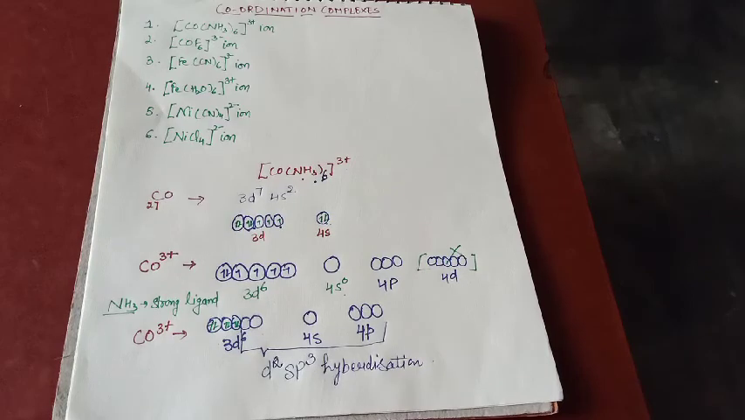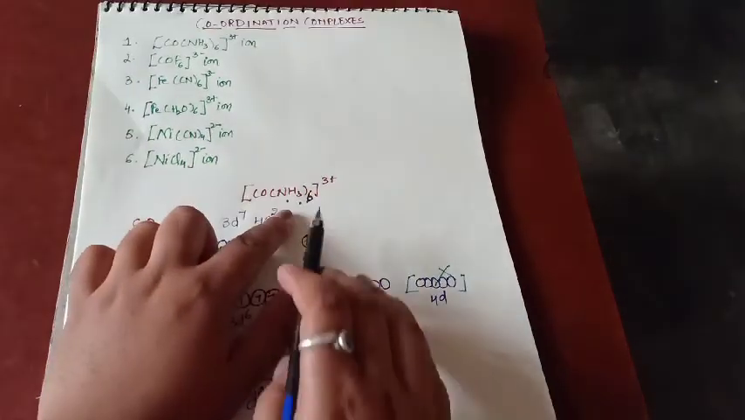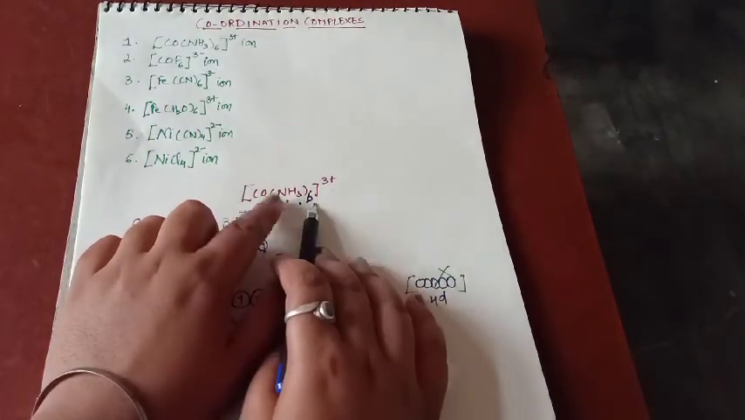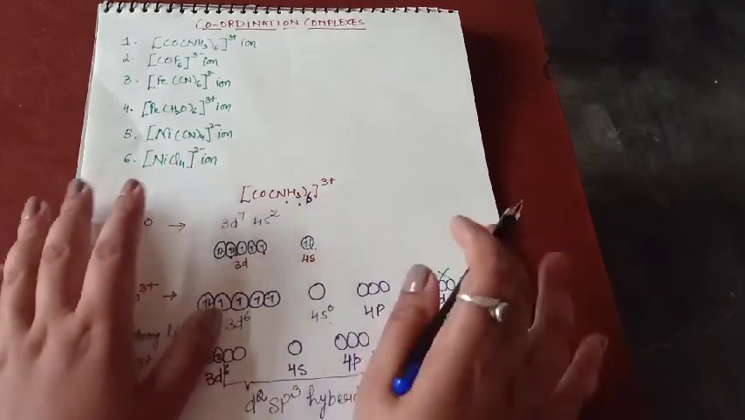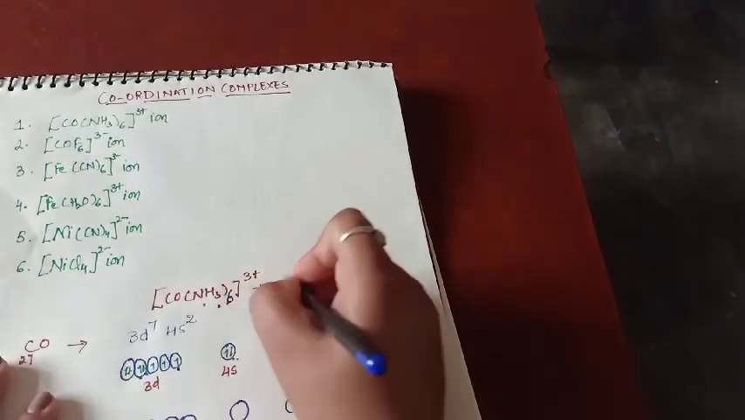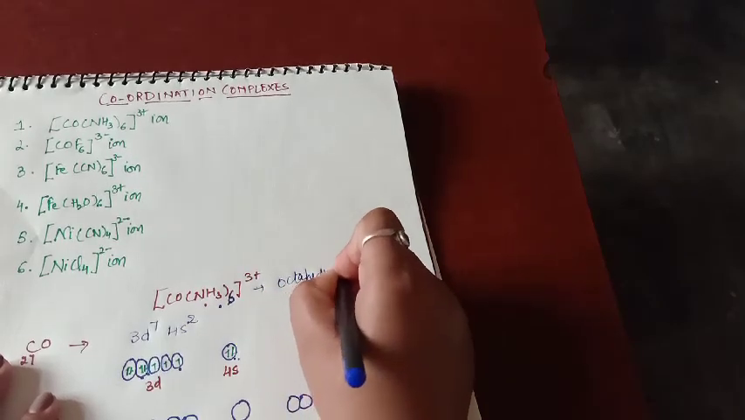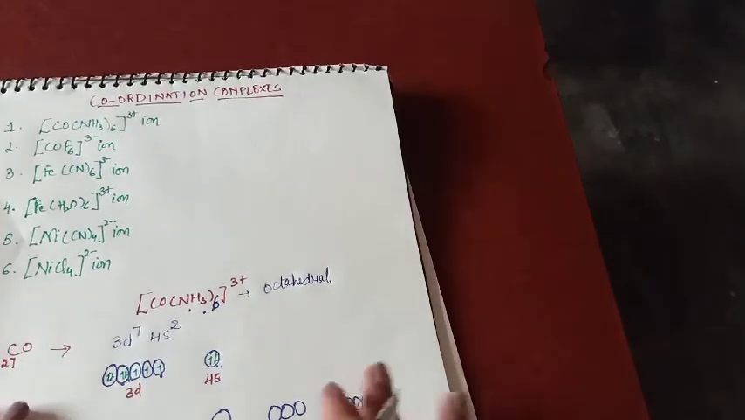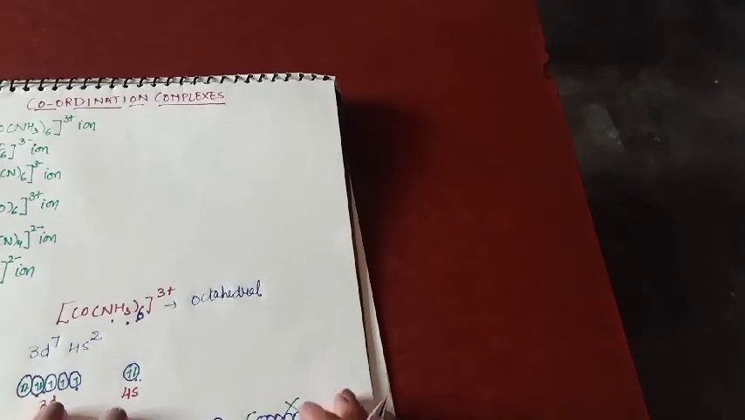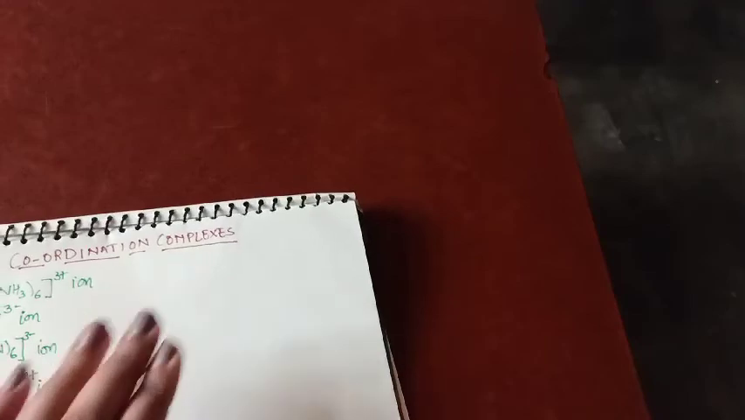According to this hybridization, what will be the geometry of this complex? The geometry of the complex will be octahedral. You can even make the orbital picture of this complex. I am going to make it here because I have a space here.